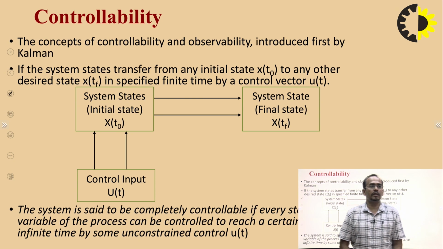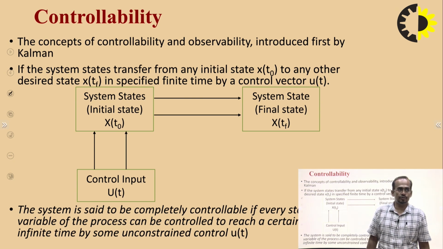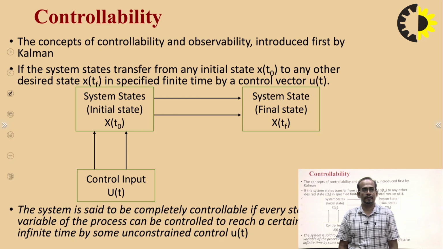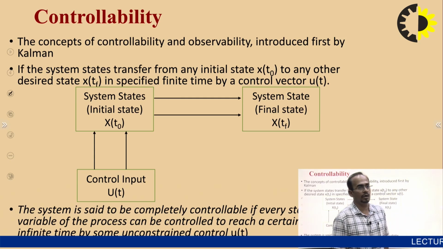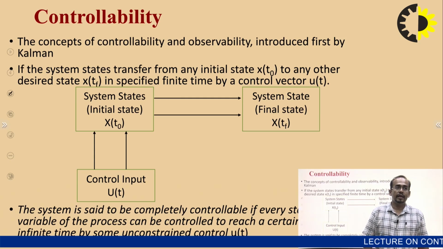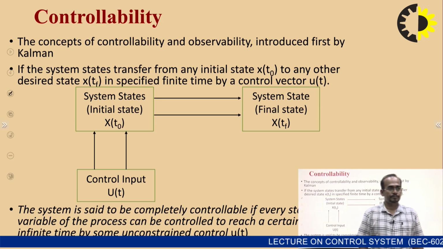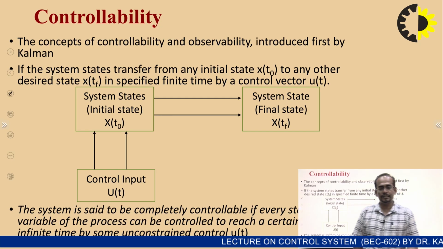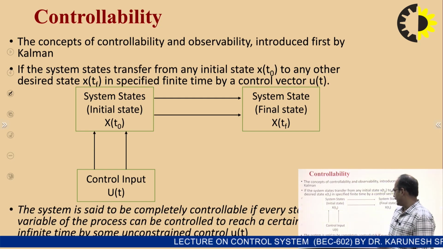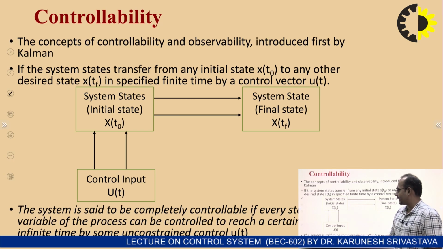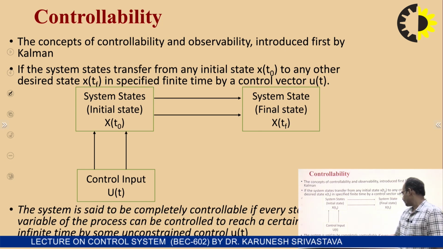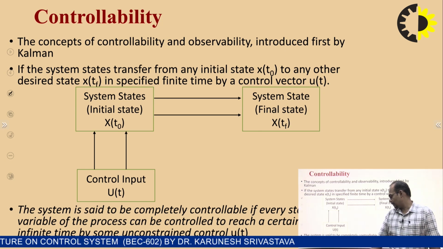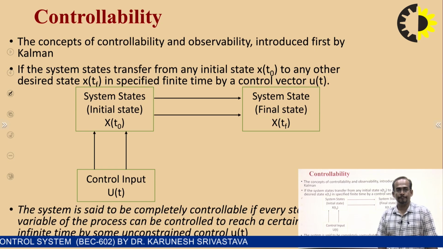The concept of controllability and observability was introduced by Kalman. It is also known as Kalman's test. If the system states transfer from any initial state x(t0) to any other desired state x(tf) in a specified finite time by control vector u(t), then the system is said to be completely controllable if every state variable of the process can be controlled to reach a certain objective in finite time by some unconstrained control u(t).